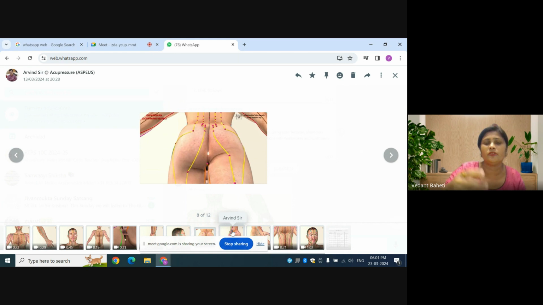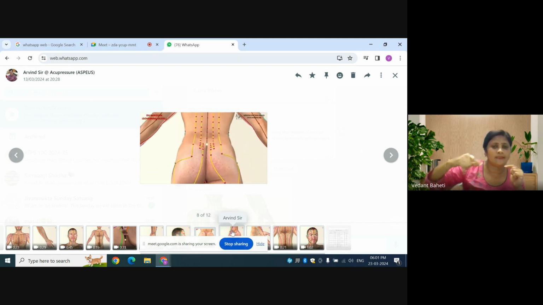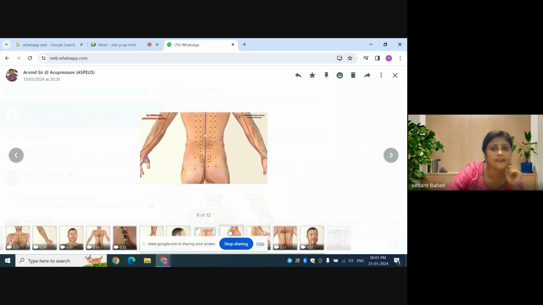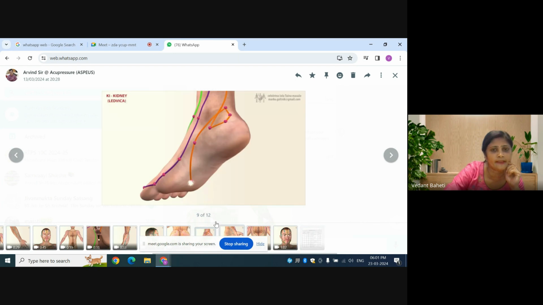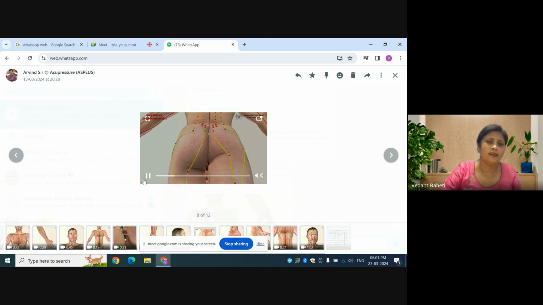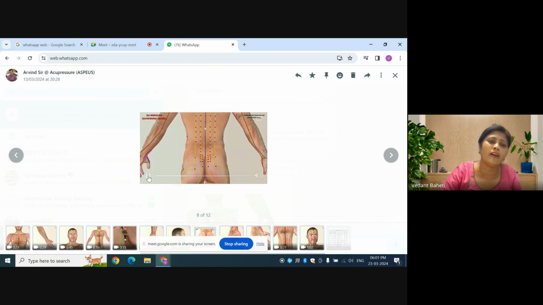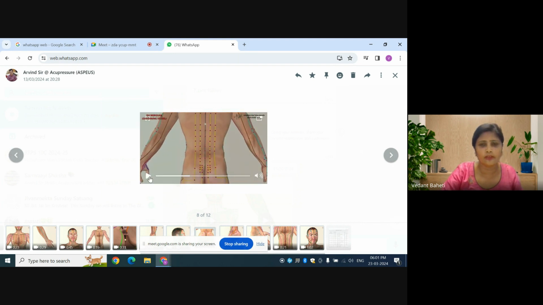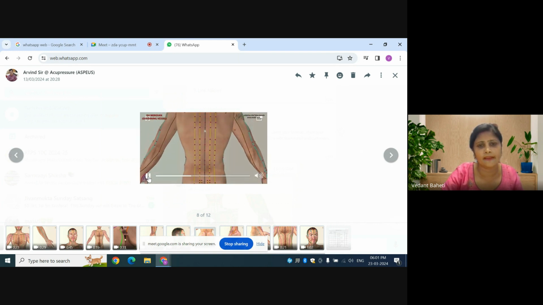As I told you, this CV and GV divide our body horizontally into two parts. This is the GV meridian. You can see the pathway of this GV meridian and visualize the backbone and spinal cord. It's just traveling above our spinal cord, so for any spine related problems also, we can use the GV meridian.